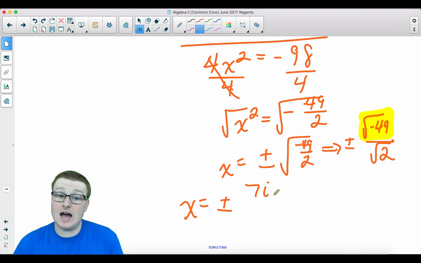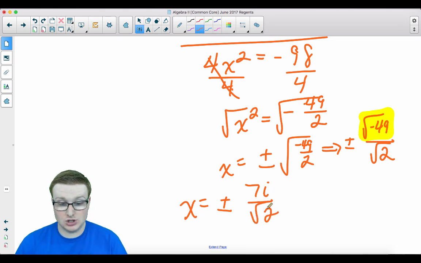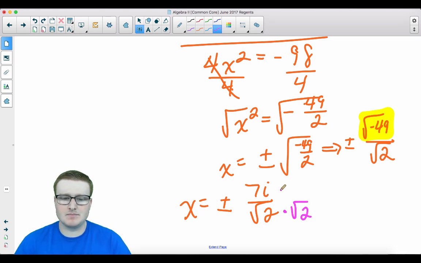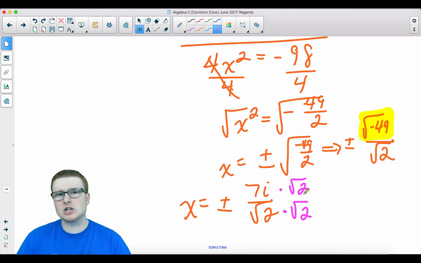The square root of negative 1 is i. So we have 7i divided by radical 2. Okay? Now, we're almost there. You could rationalize. Remember, rationalization is where you cannot have a radical in the denominator because it's really just not normal procedure to keep it in the denominator. So we're just going to rationalize it.